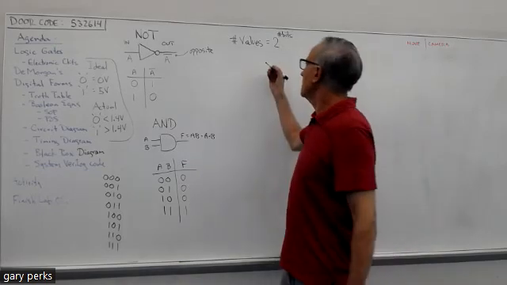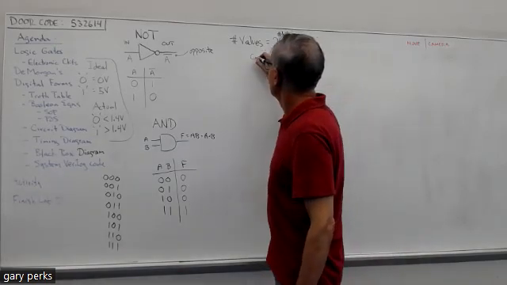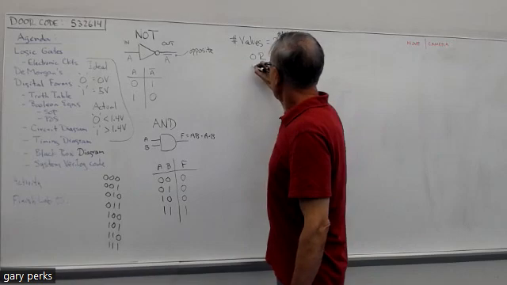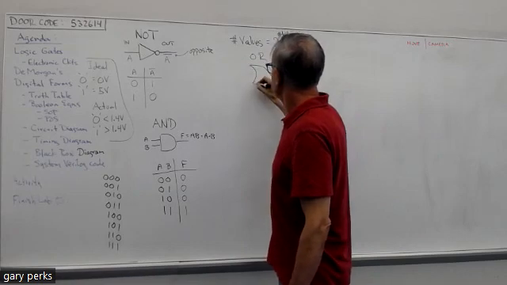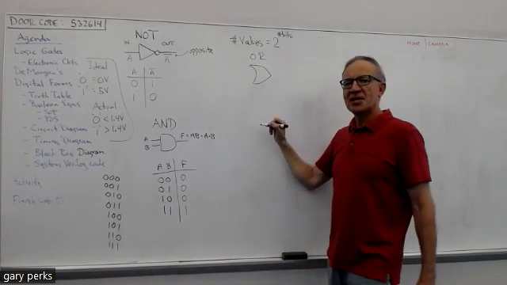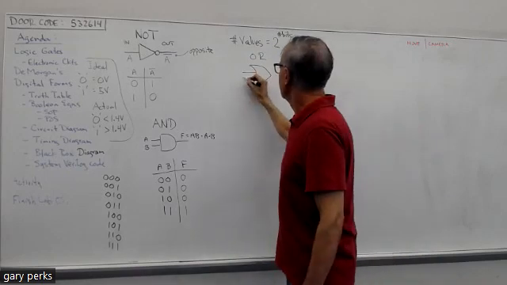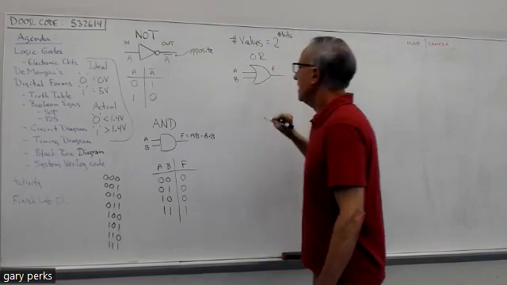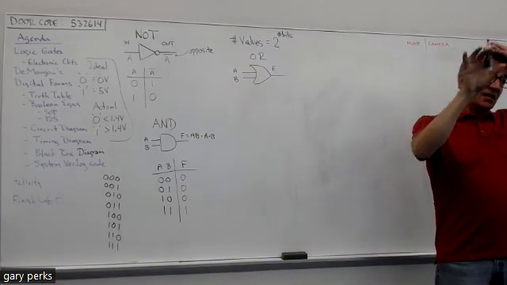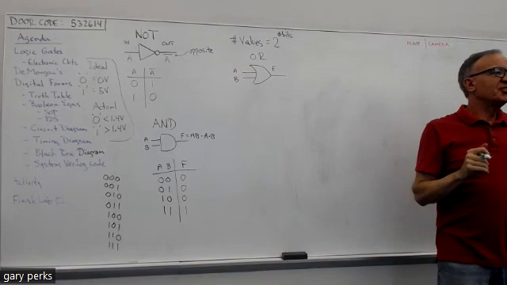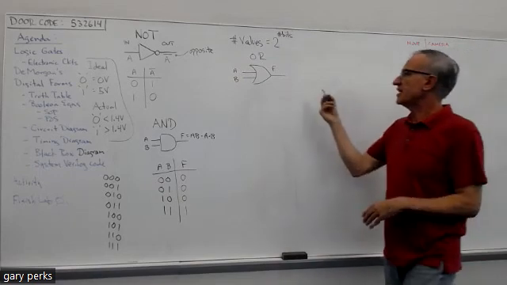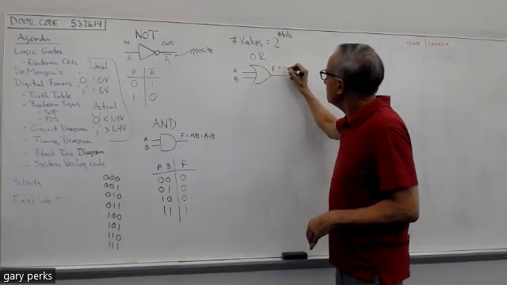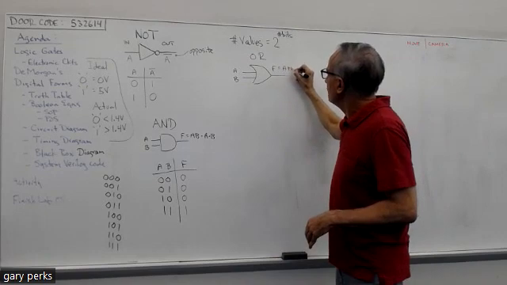All right, let's go to the OR gate. The OR gate has this symbol. More aerodynamic than the AND gate symbol is. And in Boolean algebra, the OR operation is represented with a plus sign. So you see the output of this OR gate would be A or B.